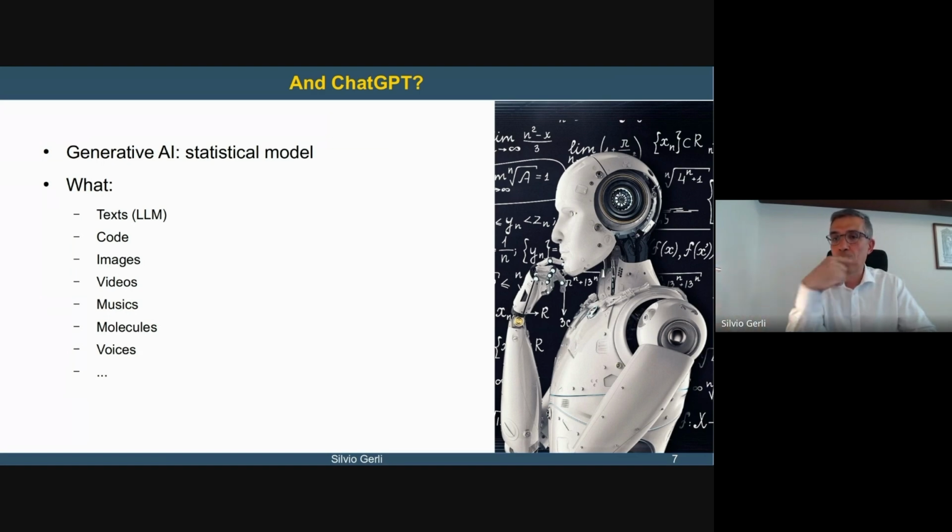So code, programs, software, images, as we know, videos, music. There were many complaints about Sanremo too. Some music seems to be created with a generative statistical model. Molecules, so in research we can create new molecules. Voices, it can simulate my voice, make me say whatever they want, and so on. So we have this kind of model.